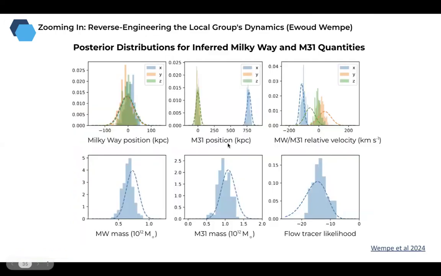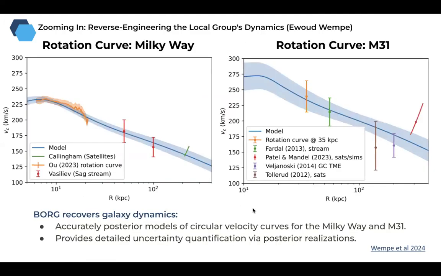We can also provide posterior distributions for all kinds of quantities of the Milky Way and Andromeda pair. We can measure the relative positions, we can measure masses, and so on, and we can then provide you with all these kinds of measurements. One of my particular favorites is that we can look at recovering the rotation curves for Milky Way and Andromeda, and in the blue line and the light blue shaded region, that's our reconstruction from Borg. And in these data points here, these are observations that have been measured from literature.